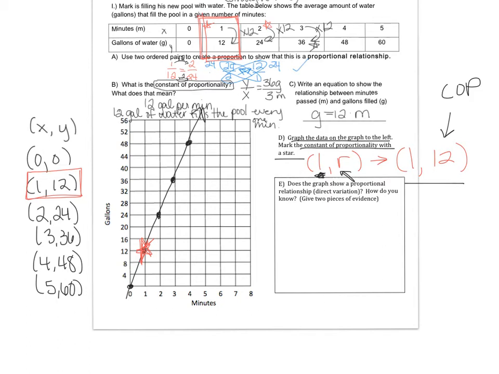Finally, part E is asking us, does the graph show a proportional relationship? We call that direct variation. And how do we know? Give 2 pieces of evidence. First of all, yes, because it's a straight line, meaning it changes at the same rate. And it goes through the origin.